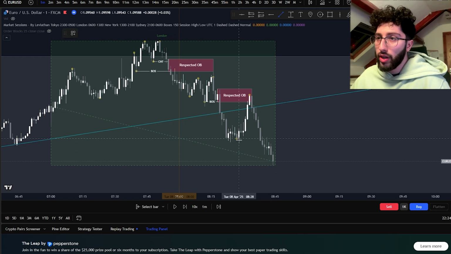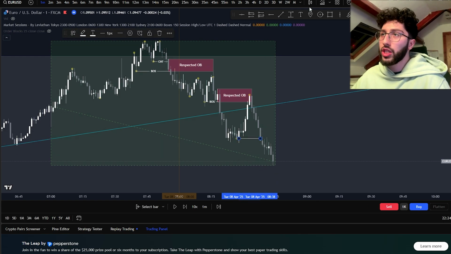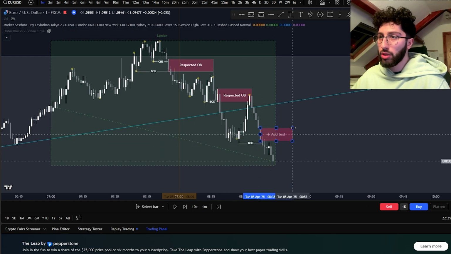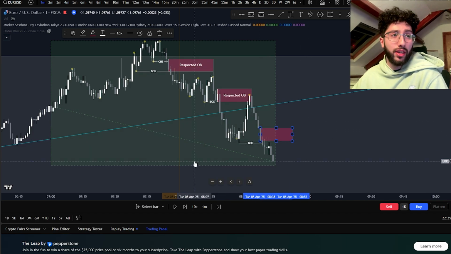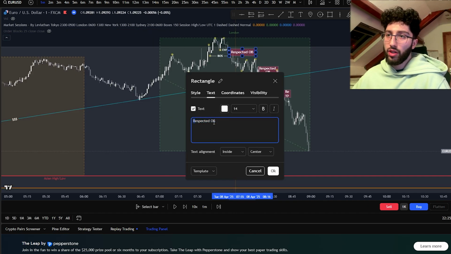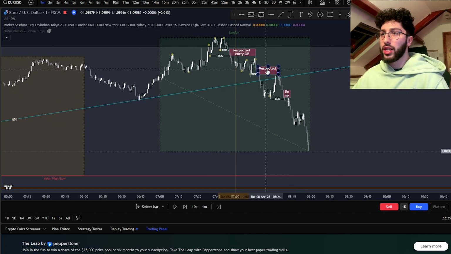What do I do? I mark another break of structure. Bam. Mark the last one. You would have got tapped in instantly, really. You would have had 3 minutes to tap in. Then you know what? Let's just put this as respected entry. So we know I entered from this one and the rest are just respected.